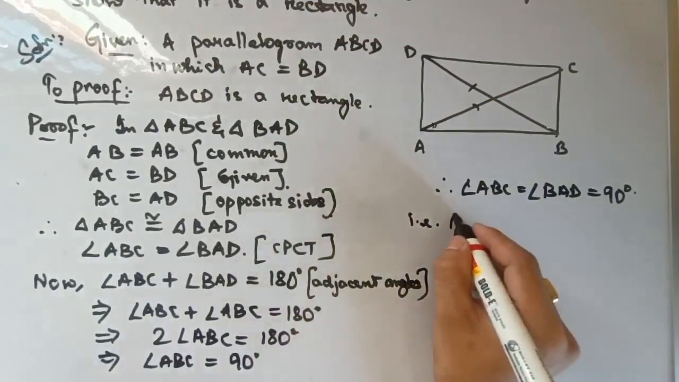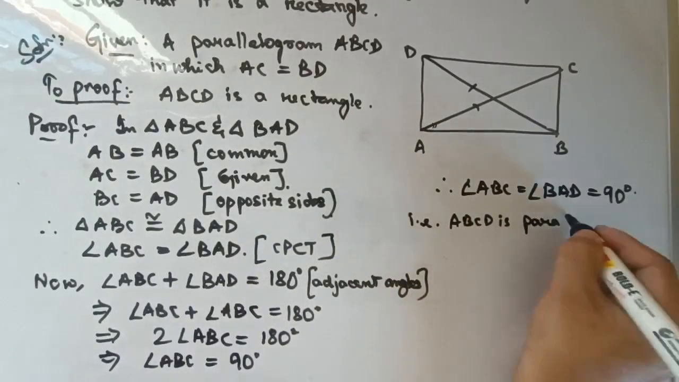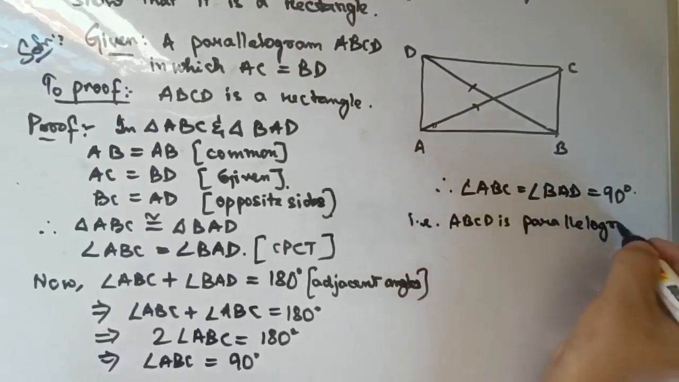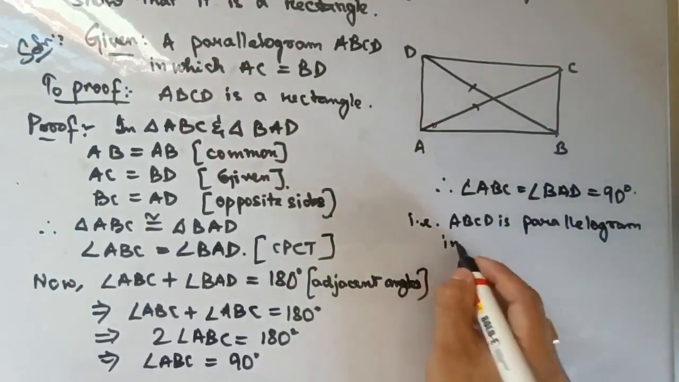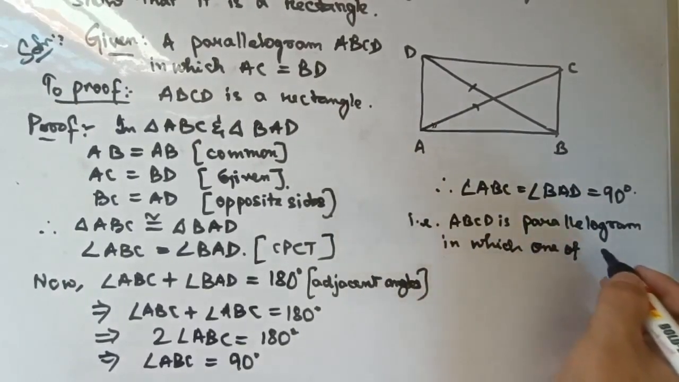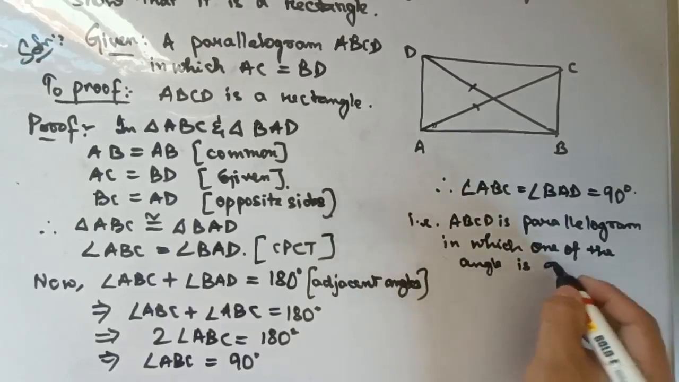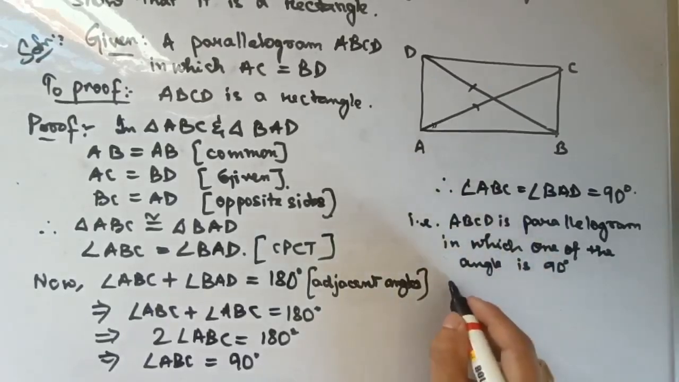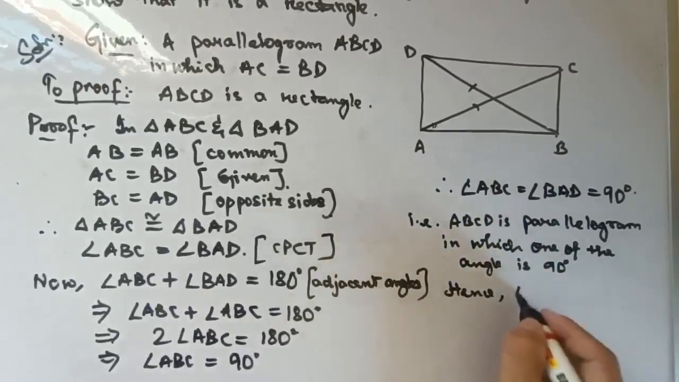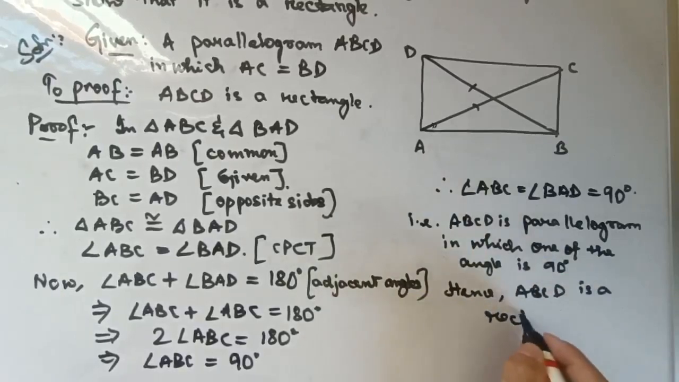So we can easily say that the given parallelogram is a rectangle. That is, ABCD is a parallelogram in which one of the angles is 90 degrees. Therefore, hence the given parallelogram ABCD is a rectangle. Hence proved.